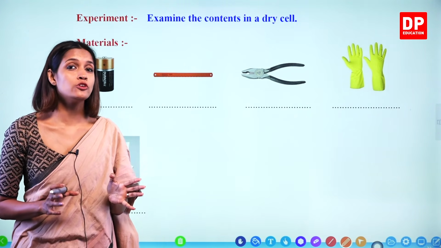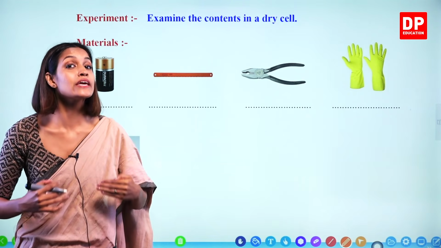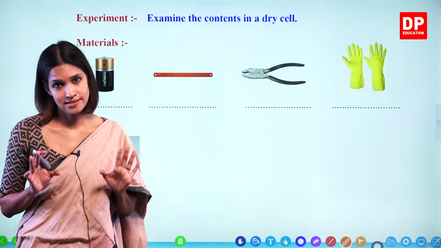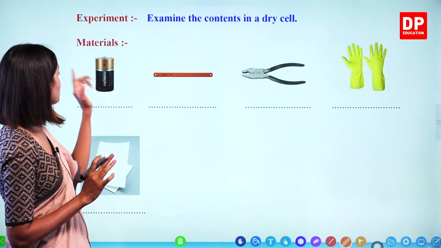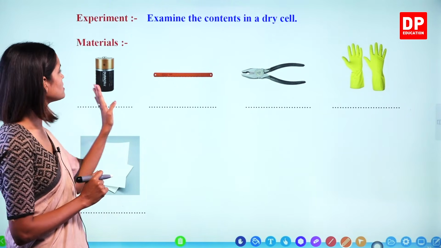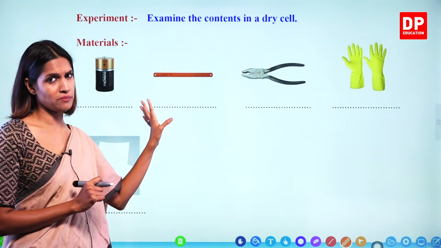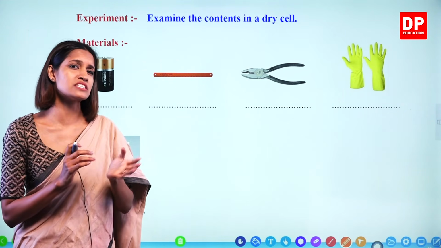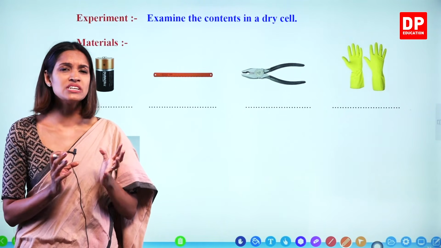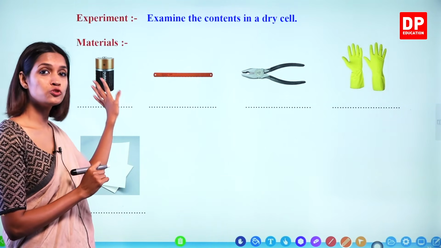I already explained that a dry cell is a type of chemical cell and it generates electricity using chemical reactions. It means it has chemical substances inside the cell. So we are going to observe what chemical substances are present in this cell. What are the things we need for this activity? We need a used dry cell. Remember, you should not take a new dry cell, because when you cut a new dry cell, it's a little moist and you cannot observe the content clearly. So you should use a used dry cell.